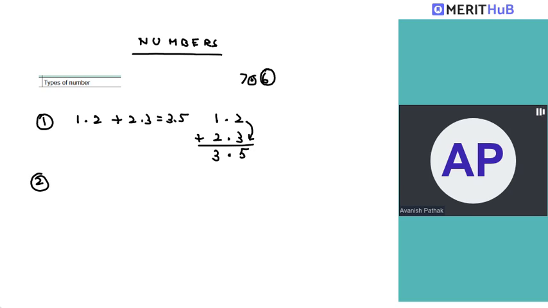The other operation with decimals is subtraction. Suppose we have decimal 5.3 and we are subtracting 3.1 from it. We'll write again 5.3 and 3.1 and put a subtraction sign. That's 3 minus 1, that's 2. And that's 5 minus 3, so that's also 2. So the answer has to be 2.2.